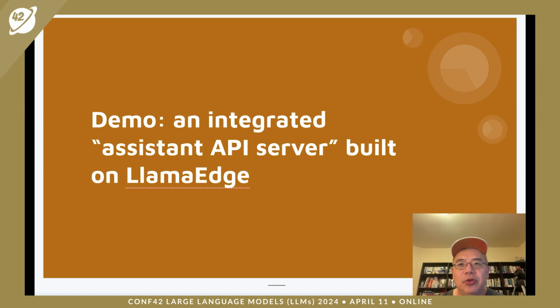But with llamaedge, we will be able to build a single application that can talk to the vector database, call the embeddings when needed, perform the vector search, and then at the end prompt a large language model to get an answer. Right. We call this project an integrated assistant API server, because it looks a lot like OpenAI's assistant API, and we call this project GaiaNet. And here's a demo for that.